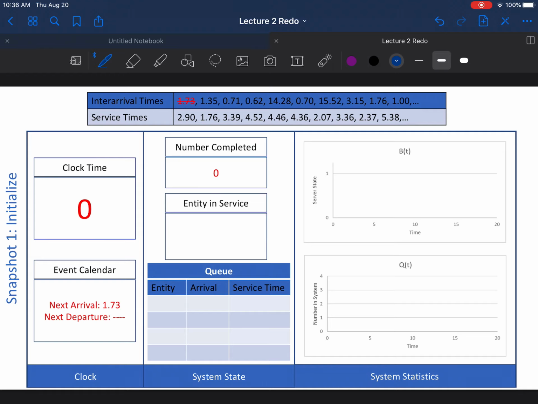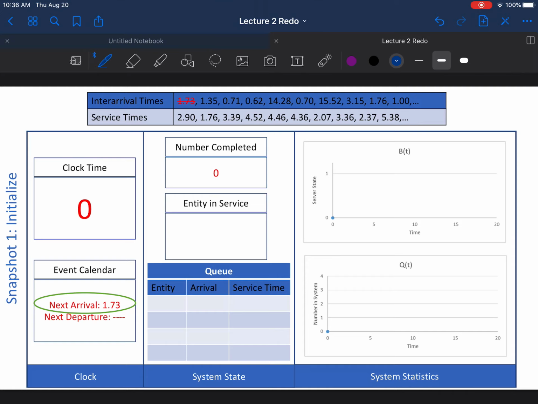There's nothing completed right now. Our system is empty, so of course there are no parts completed. And there's no entity in service, and there's no queue, so we skip instead over here to filling out the system statistics. The system state is 0 for B of t, because there's nothing being served right now. So the drill press is empty. Similarly, there's no entity in system, so Q of t is also 0. So we just put a point there.